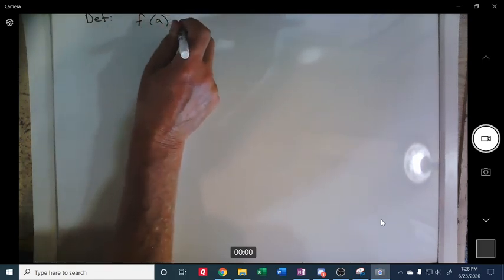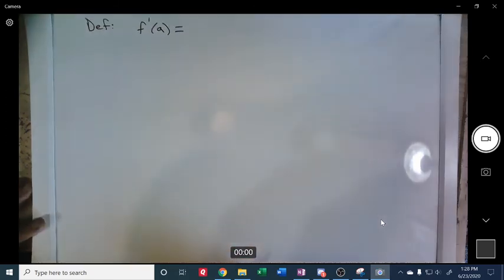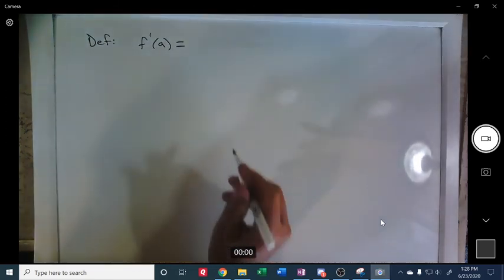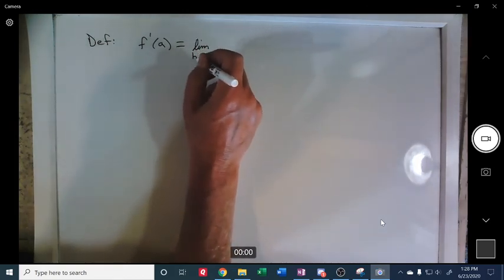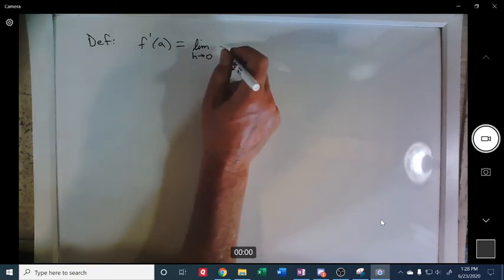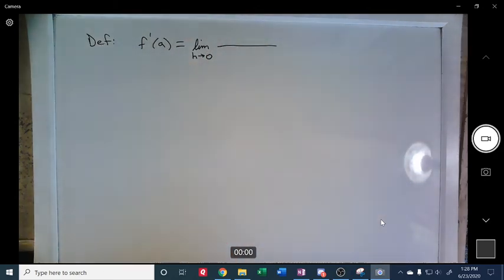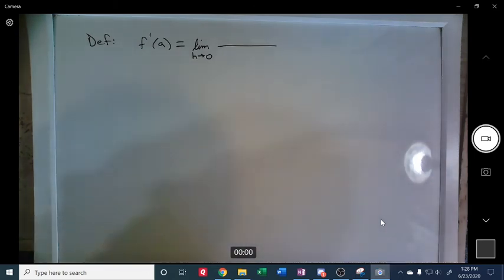Definition: f prime at a equals. I want you to write out the rest of this. See if you can remember. I'm going to start it out for you. The limit, and we'll use the second definition, as h approaches 0, what goes in the top and what goes in the bottom? Don't look it up. See if you can remember it. Test your memory. We're going to wind up memorizing this, so it's good to start now.